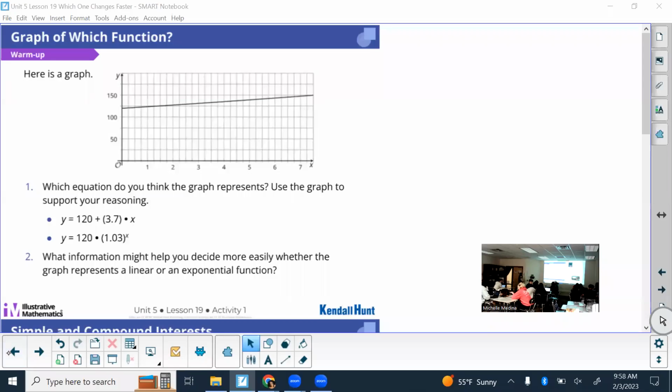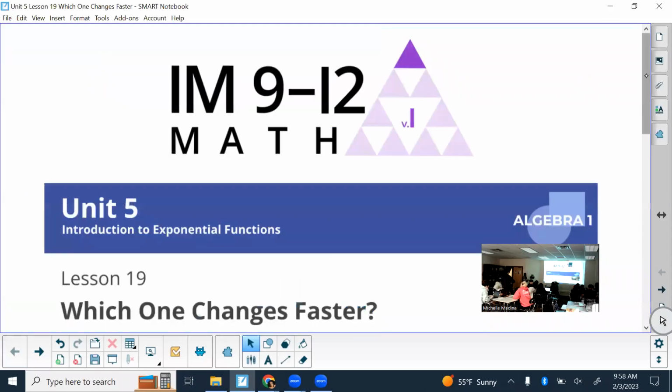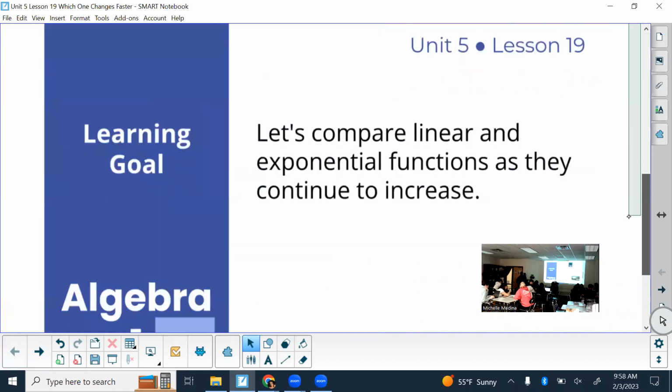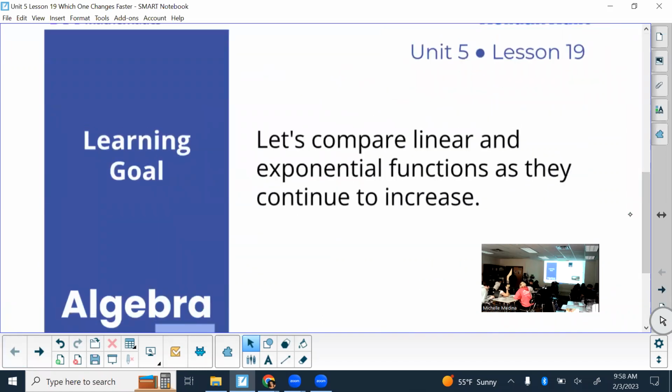All right, so lesson 19. Which one changes faster? So the goal is to compare linear and exponential functions as they continue to increase. Because as you'll see on your test, including the constructed response, it's going to have you basically see which one is worth more after X amount of time.